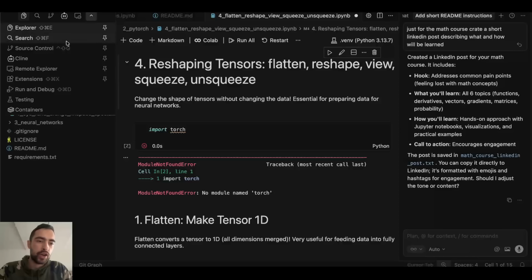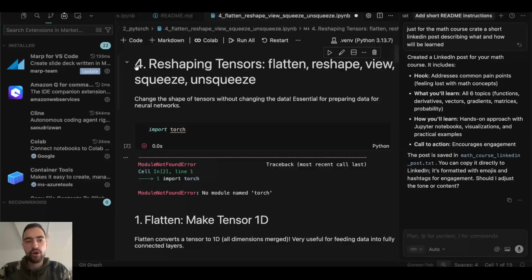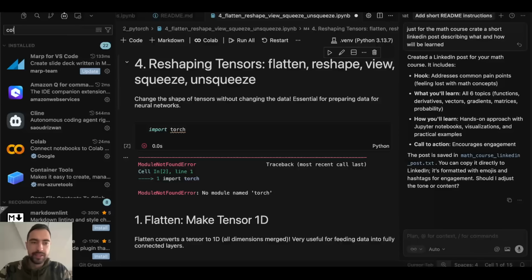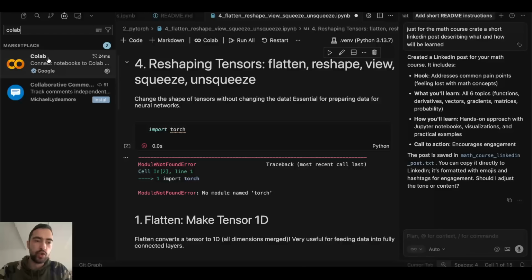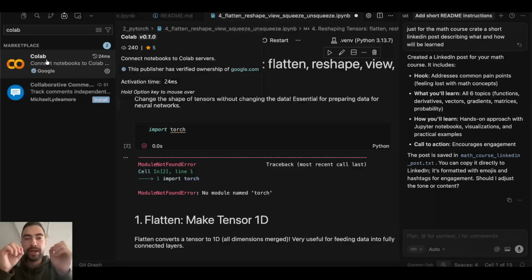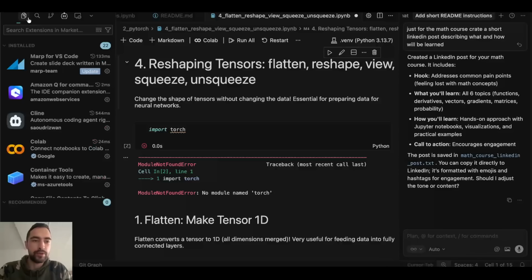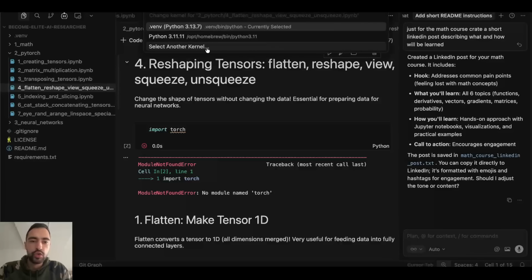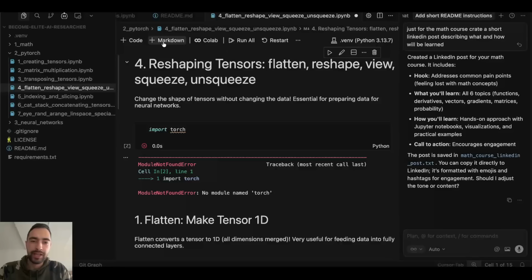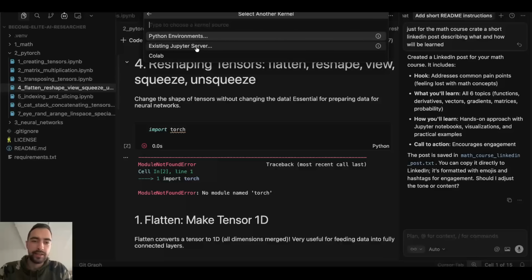So here I'm going to go into extensions. I am on VS Code or Cursor, and I'm just going to search Colab, and I'm going to install this Google Colab extension if I want to run my code on Google Colab from this local environment. You can also open these notebooks on Google Colab, or you can just run them locally. But here I'm going to run on Google Colab from my local environment, but you can have whatever setup you want. So I will select another kernel here. I can click here Colab, or select another kernel and Colab.